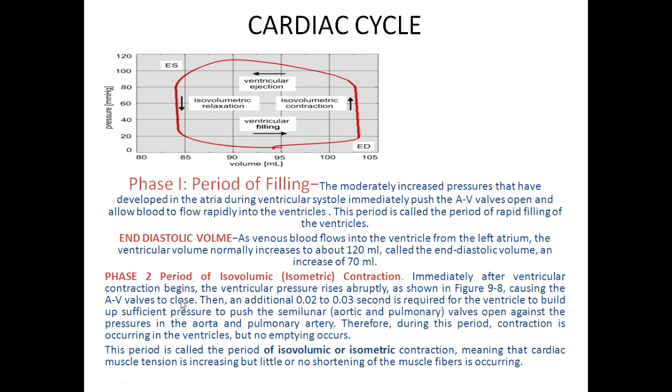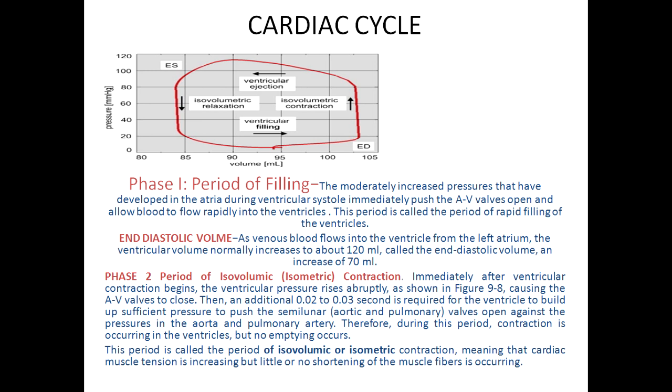But in isovolumic contraction, what is happening? Immediately after ventricular contraction begins, the ventricular pressure rises abruptly, causing the AV valves to close. Then an additional 0.02 second is required for the ventricle to build up sufficient pressure to push the semilunar valves open against the pressure in the aorta, and therefore during this period contraction is occurring in the ventricles but no emptying occurs. Why is this occurring? To prevent the backflow of blood again from ventricle to the atria before the opening of semilunar valves.